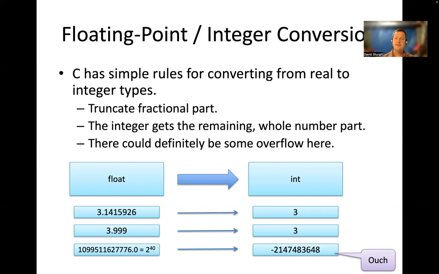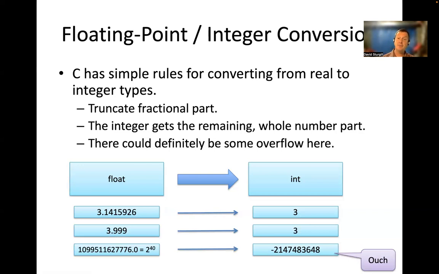It takes the integer part of the float and stores that in the int if it can, and it throws away the fractional part. It truncates. So that would mean if you started with a float like 3.14 and converted it to an int, you're going to get a 3. If you started with 3.999, almost a 4, it still does the same thing. It keeps the 3 and discards the fractional part.